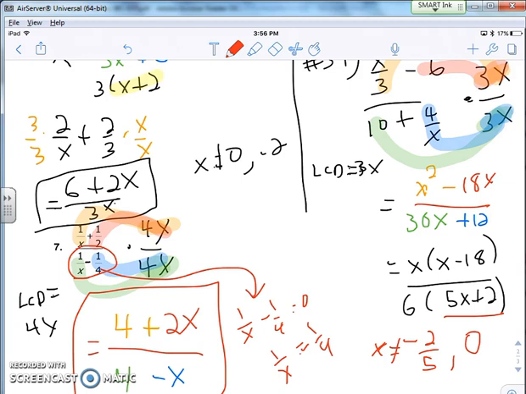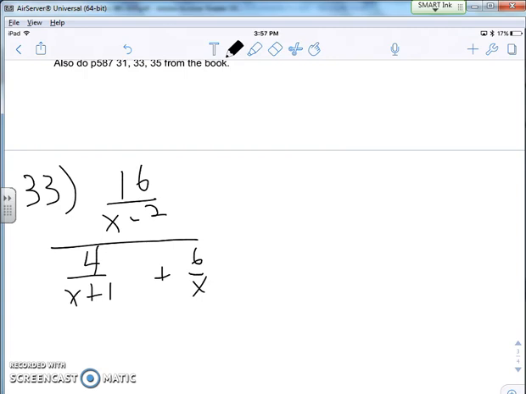Grab the next one. All right, this is 33. I'm going to use a different method on this one. If you want to see the method we've been using, I think there's a form posted in our shared folder. Because the numerator is already one big fraction, I want to get the denominator to be one big fraction. And in doing that, then instead of dividing, I'm going to multiply by the reciprocal.